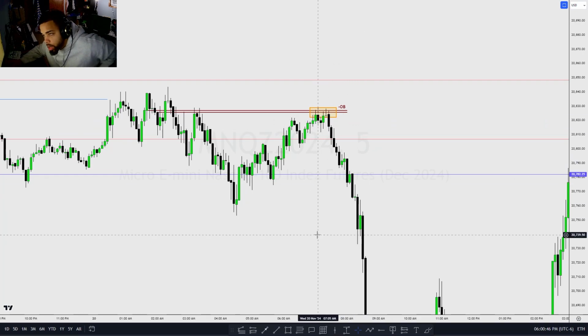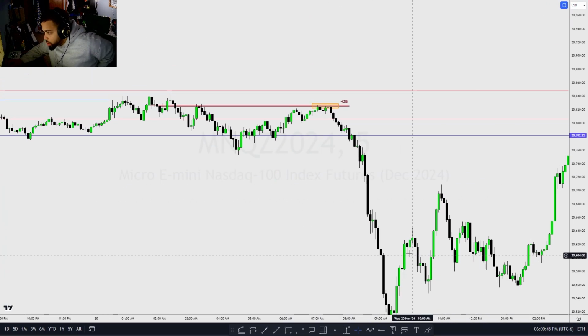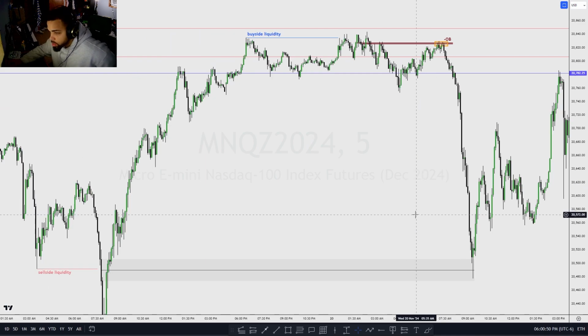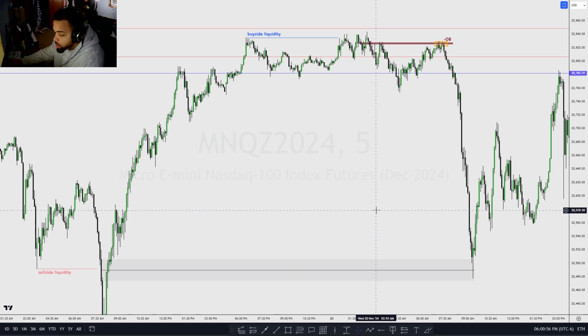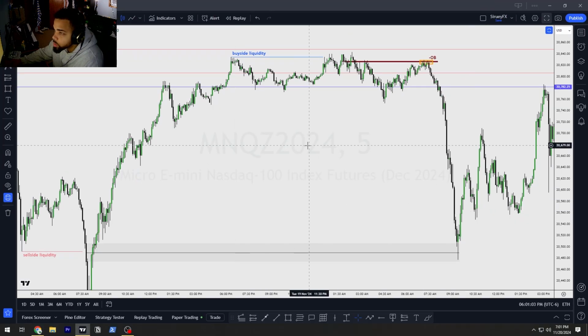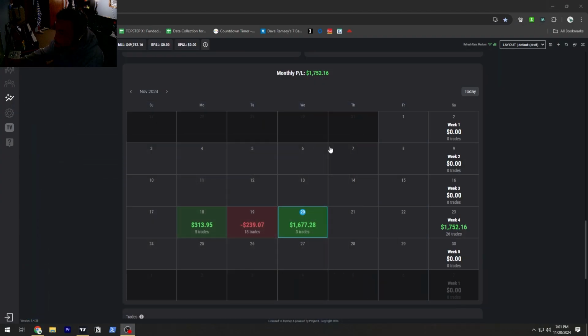So I was in that trade, and I think I held to... I gotta see to what price I held to. I didn't hold the whole entire trade, but I held a good portion of it, which is everything that I needed and more. So let me just quickly go to Topstep.